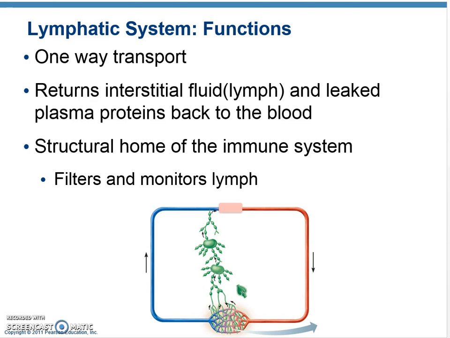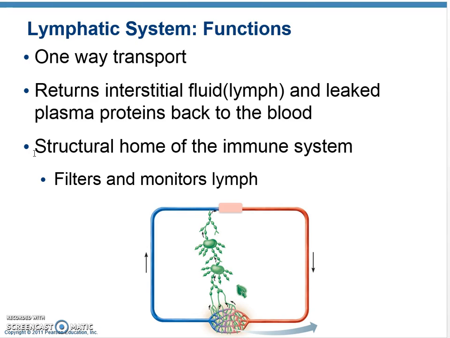So first thing you want to know about the lymphatic system is that it is a one-way transport system that collects fluid from the tissues. This is fluid that has leaked out of the capillaries and into the tissues, so we call it interstitial fluid. And it returns that interstitial fluid to the bloodstream just before it gets back to the heart. And then these two things here are sort of the two main functions of the lymphatic system.